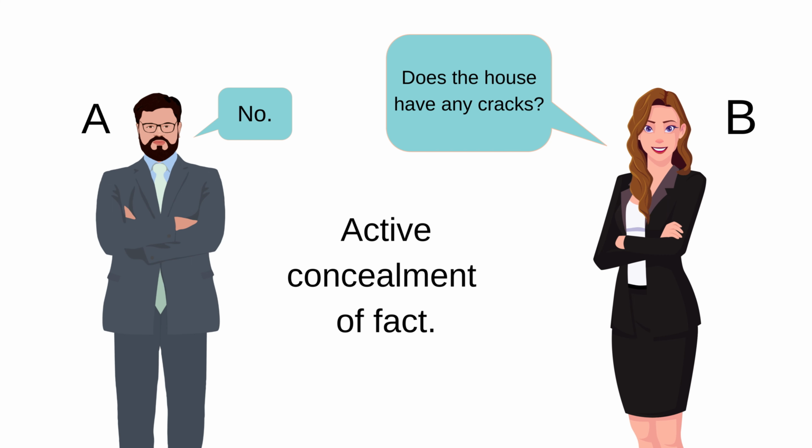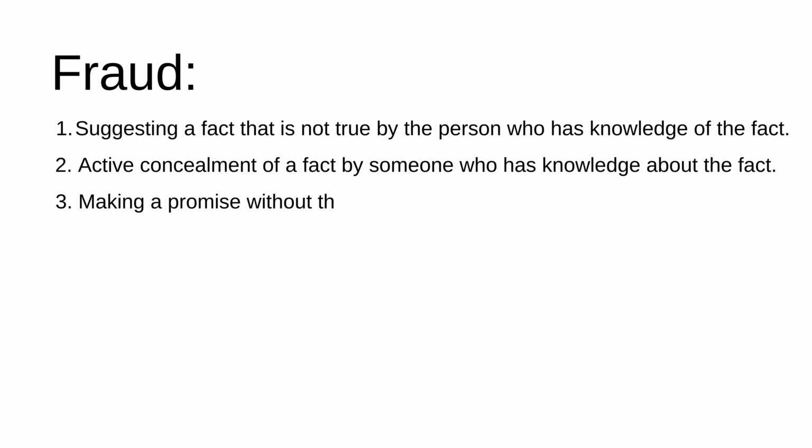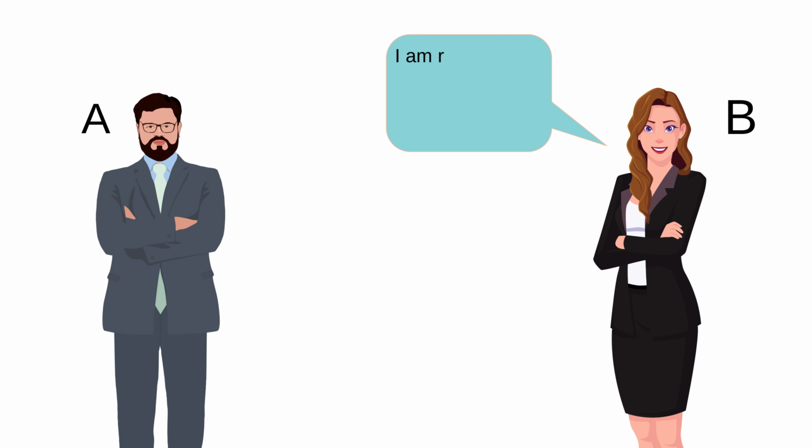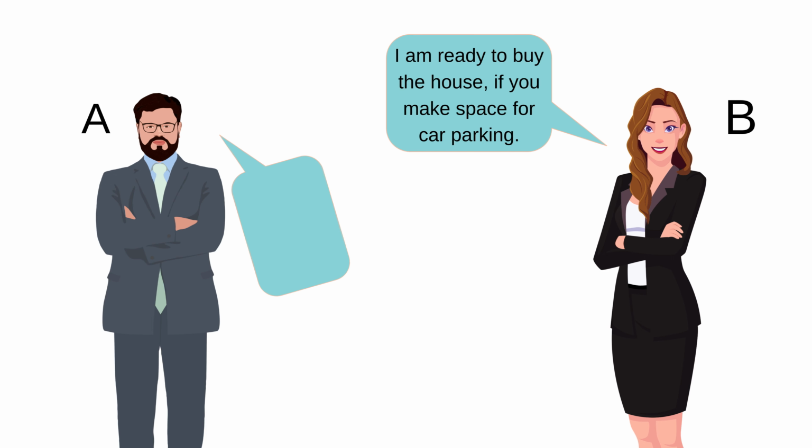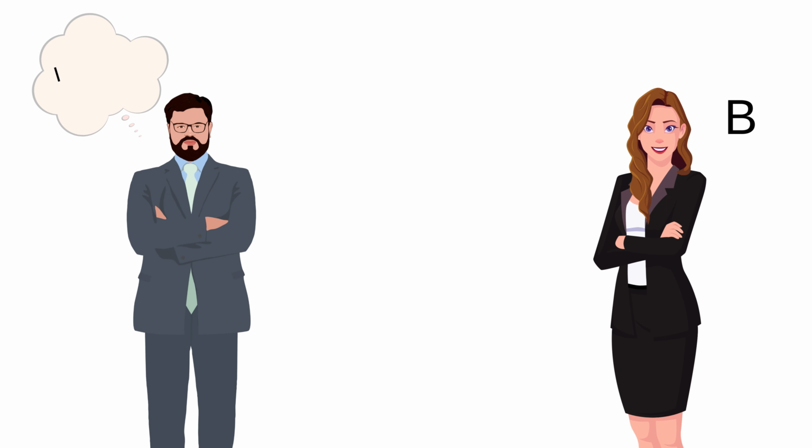Moving to the third point, making a promise without the intention of performing it. Let's take the same example. B told A that she is ready to buy the house if A provides a space for car parking. A promises B that after she buys the house, A will construct the parking space within 1 month. In reality, A made a false promise just to sell his house. A had no intention of creating the parking space.